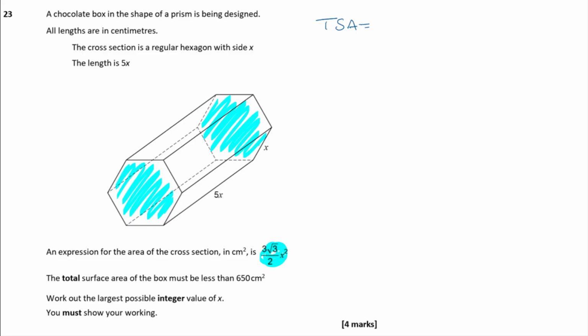So that is the area of the two ends. So we've got two of those. So I'm just going to double that up. So 2 lots of 3 root 3 over 2 lots of x squared. So they're the two ends.